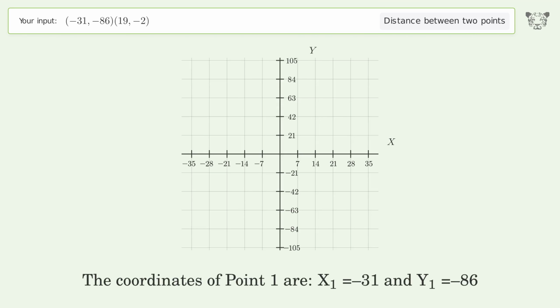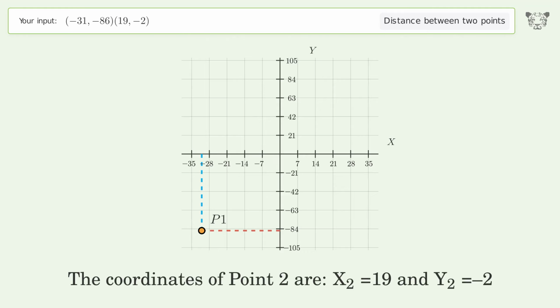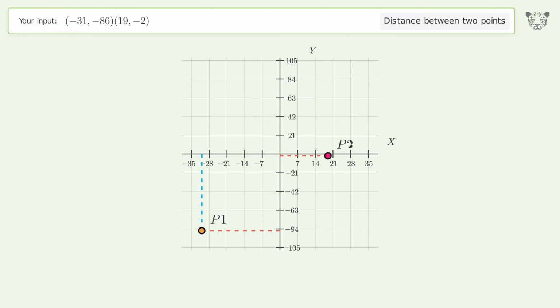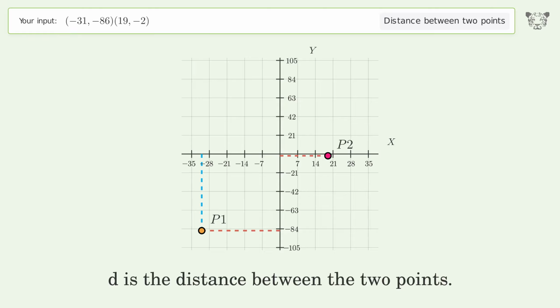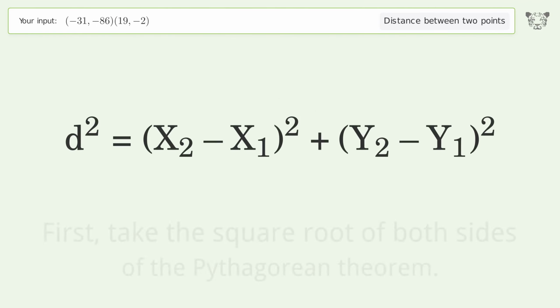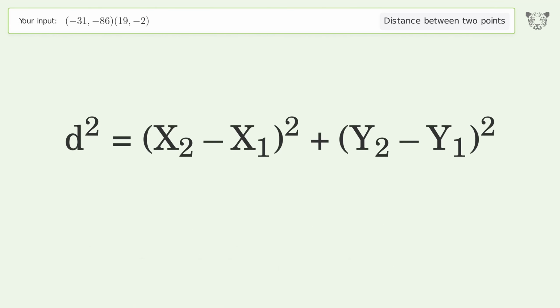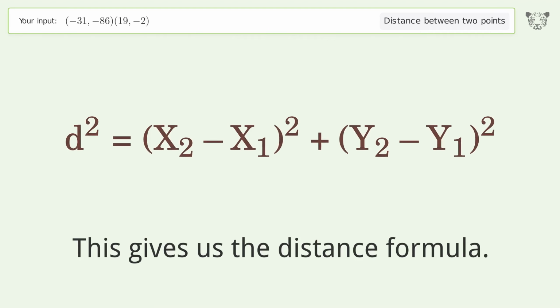The coordinates of point 1 are x1 equals -31 and y1 equals -86. The coordinates of point 2 are x2 equals 19 and y2 equals -2. D is the distance between the 2 points. First, take the square root of both sides of the Pythagorean theorem. This gives us the distance formula.